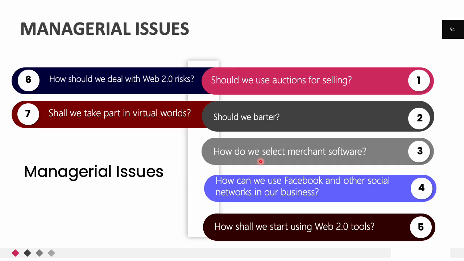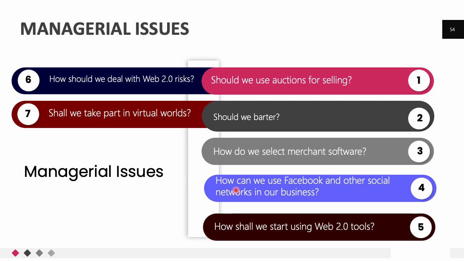And then, how do we select merchant software? What e-commerce platform or software should we use to build our online store and process transactions? This is a crucial technical and strategic decision. The managers need to think about the features, scalability, security, cost, ease of use, integration with the existing system, and customer support.